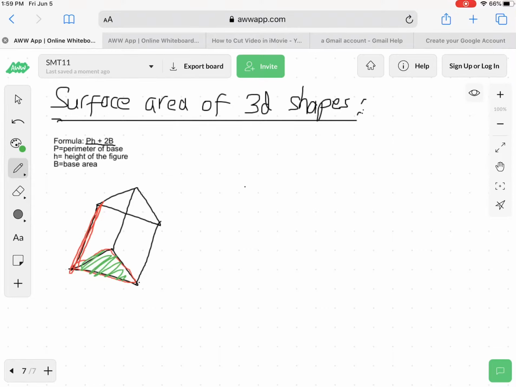And since it's a triangular prism, the base would be a triangle. If you had a rectangular prism, the base would be a rectangle. If you had a pentagonal prism, the base would be a pentagon, and so on and on.